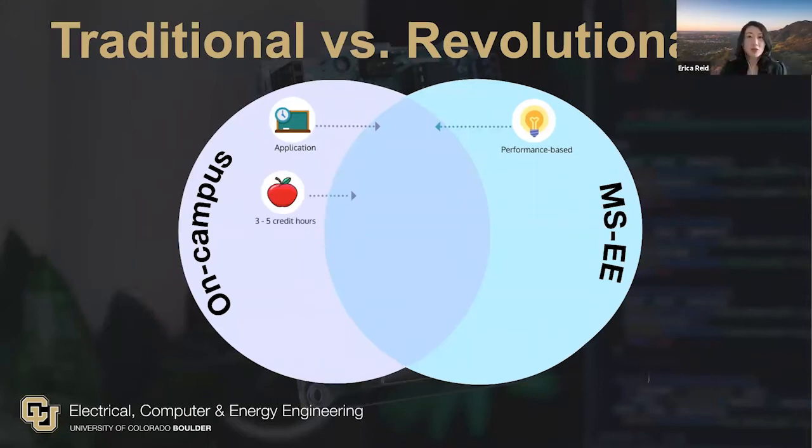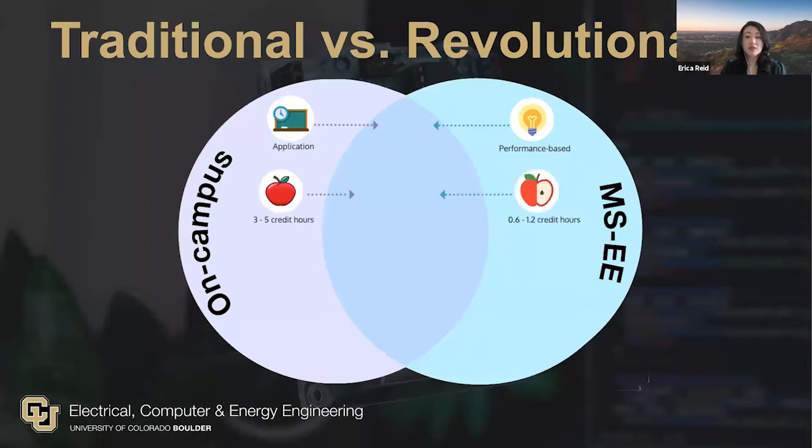Now, each course in a traditional program consists of 3 to 5 credit hours, while in this program, each course consists of bite-sized 0.6 to 1.2 credit hours. In order to get admitted, you will need to complete a series of courses called a Pathway Specialization. Each pathway specialization consists of 3 to 5 courses, which is the equivalent of a traditional 3-credit-hour course on campus.